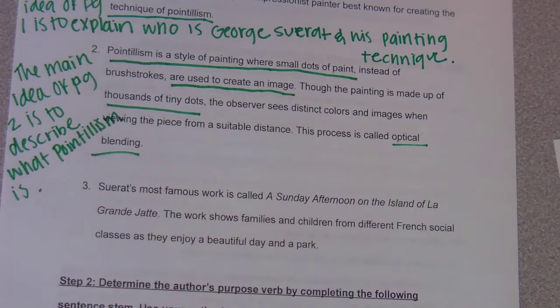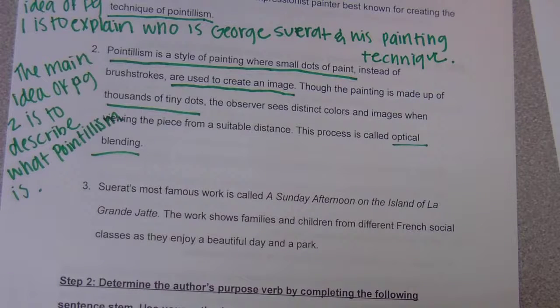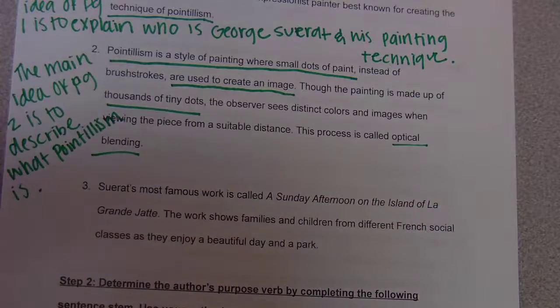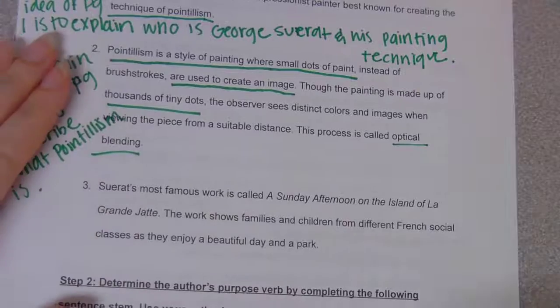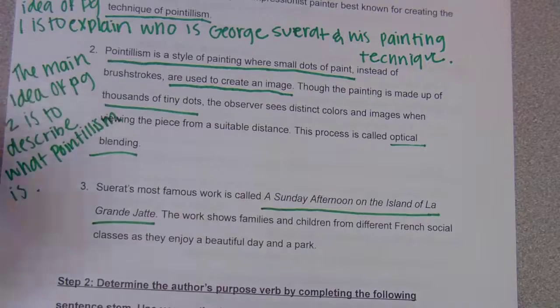All right, and finally, paragraph 3. Seurat's most famous work is called A Sunday Afternoon on the Island of La Grande Jatte. The work shows families and children from different French social classes as they enjoy a beautiful day at a park. All right, so this paragraph is all about his most famous painting. And I'm going to underline what the painting is called as my supporting detail.